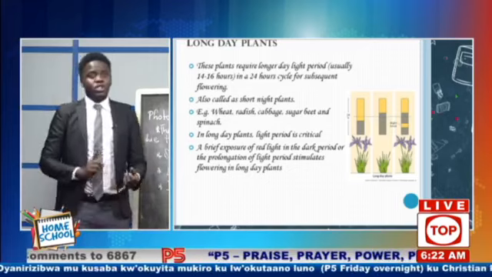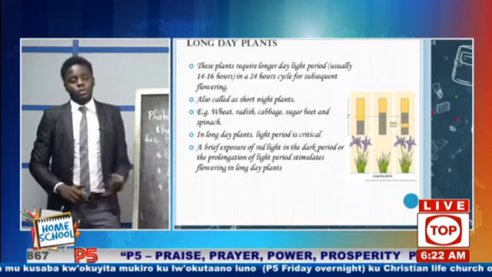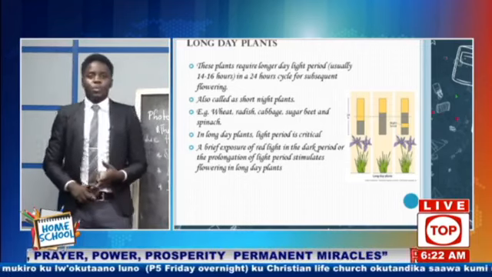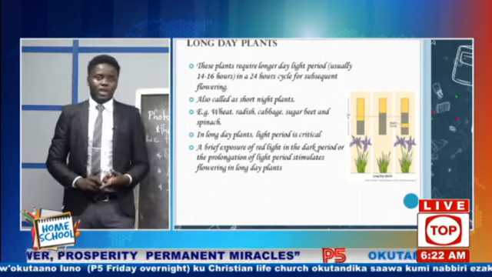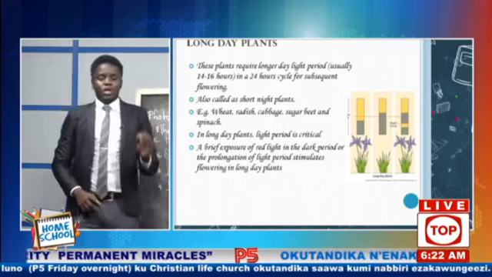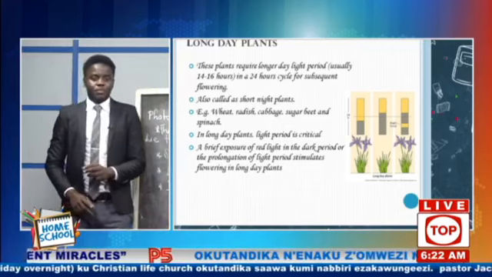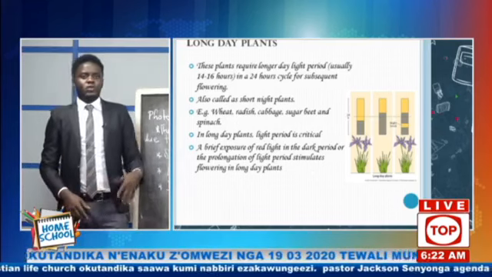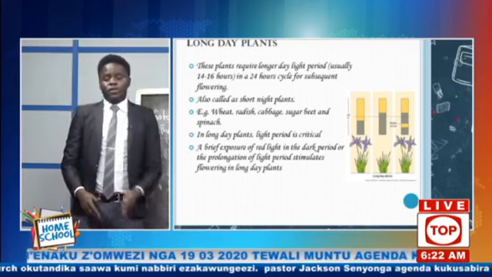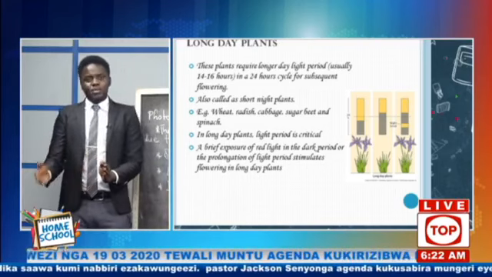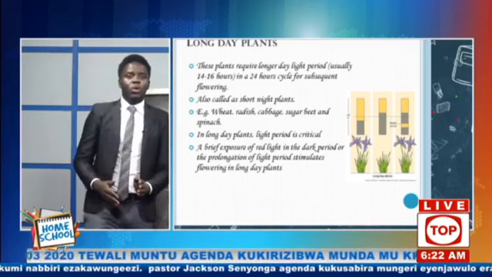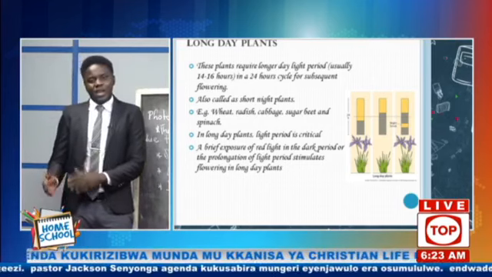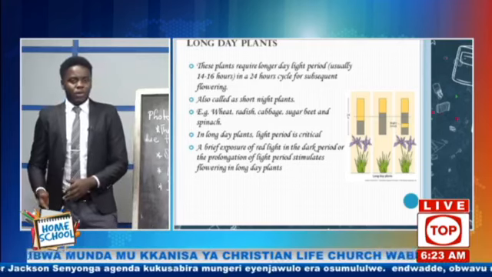So we are saying short day plants require shorter periods of day and longer periods of night. Long day plants require longer periods of the day and shorter periods of the night. However, the period that is critical is the night period. Interfering with the night period for the long day plants stimulates flowering. If you have darkness, then you put light in between there for the long day plant, you are going to have flowering. However, for the short day plants, if you interfere with the night, you're going to inhibit flowering.